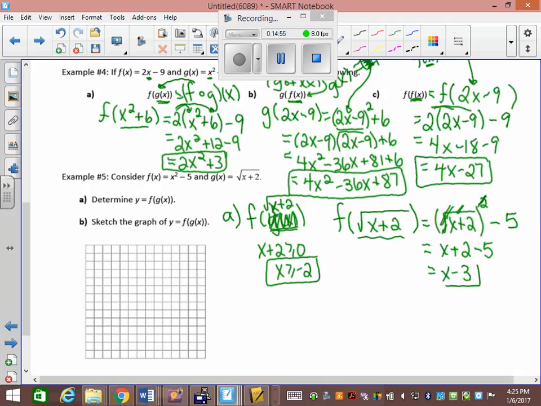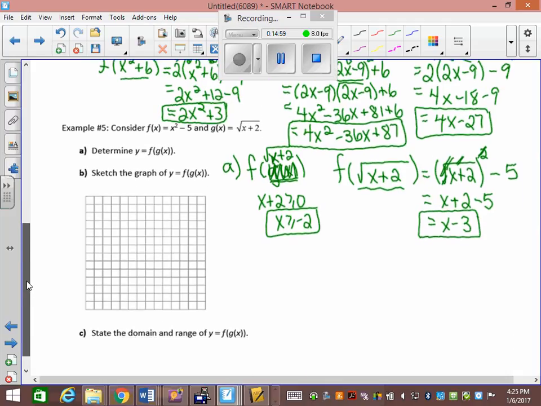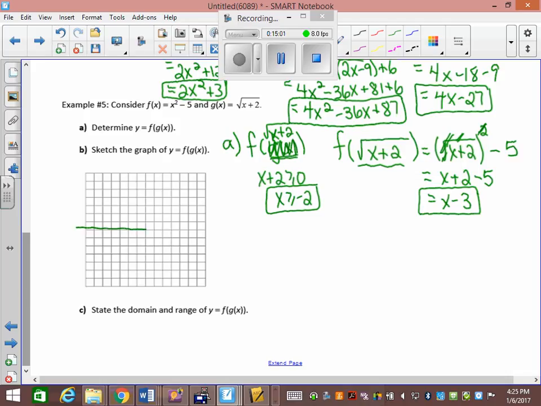That's our equation. Now, if we go to sketch that graph, it's a line, right? Don't draw this till we're done because I'm going to draw it wrong first. So it's a line, y-intercept of -3, and I have 1 over 1 slope. So I'm going to go up 1 over 1, up 1 over 1, up 1 over 1, up 1 over 1.